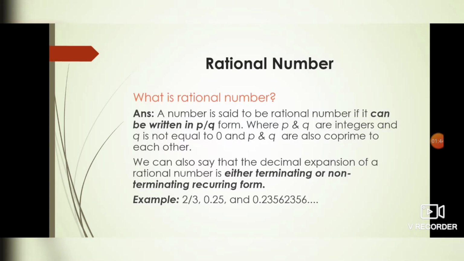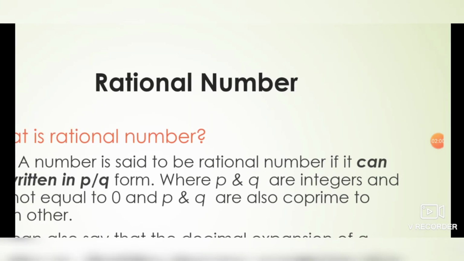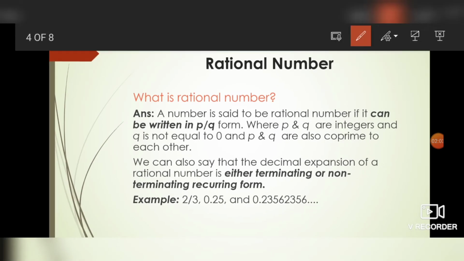Now the first and foremost definition that we come across is rational number. What is a rational number? A rational number is a number that can be written in the p by q form, where p and q are integers and q is not equal to 0. So p and q both belong to integers, and q should not be equal to 0.